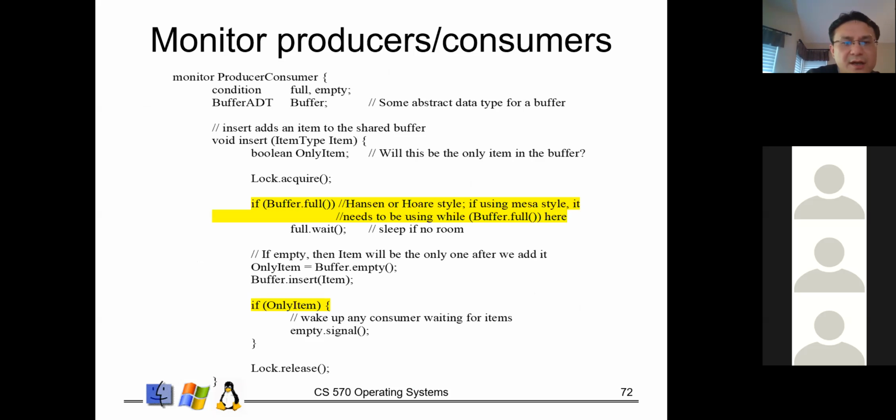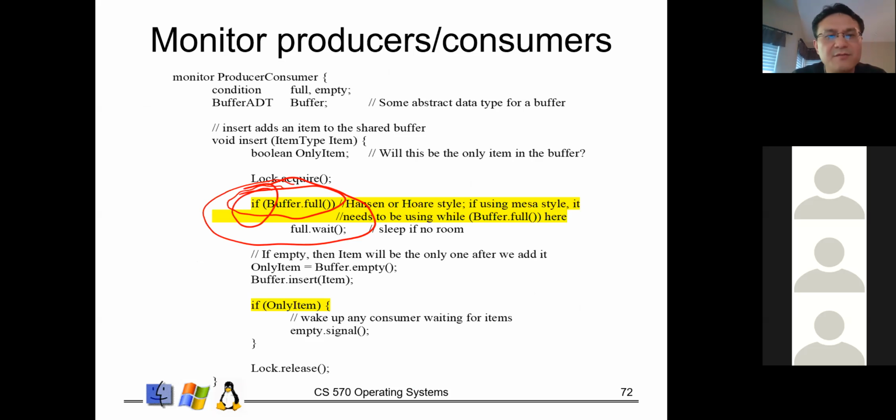I just talked about how you use a condition variable to block a thread and put the thread to sleep. See here how we check this buffer. We use if here, okay? If buffer is full. Now this buffer here is what? This buffer here is the shared data structure, the bounded buffer, right? So we use if here.